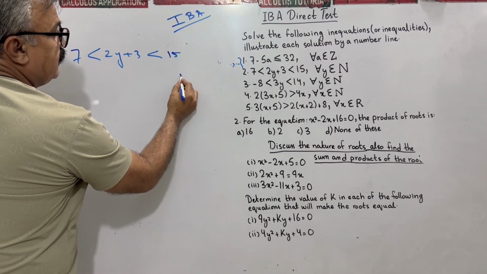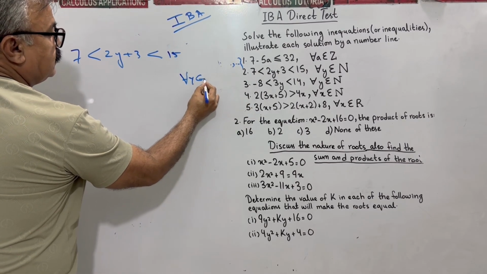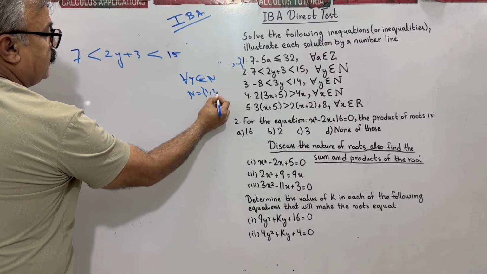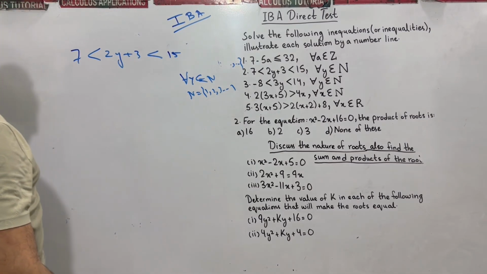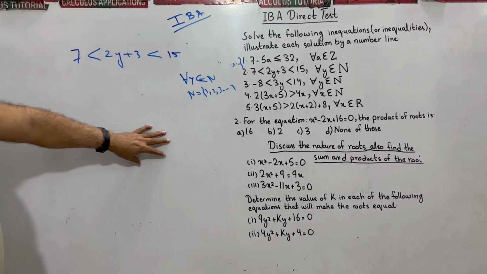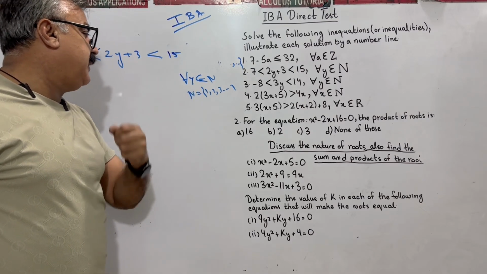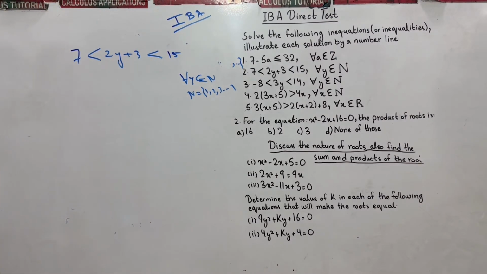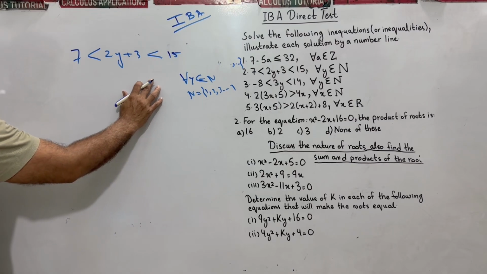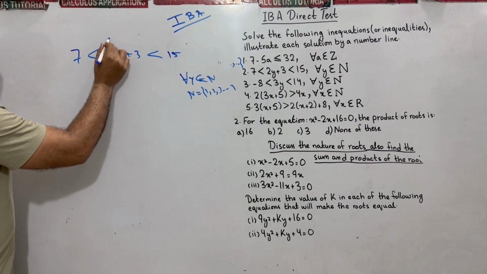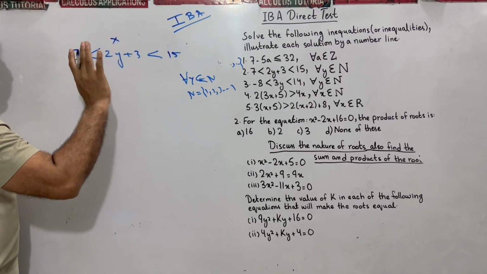We have been restricted to all y belonging to natural numbers. Natural numbers mean 1, 2, 3. In the end, we have to choose all the options that satisfy this inequality having natural numbers and discard the others. How to solve this one? It is an open interval. Here lies y. Make y alone here. Don't you worry.